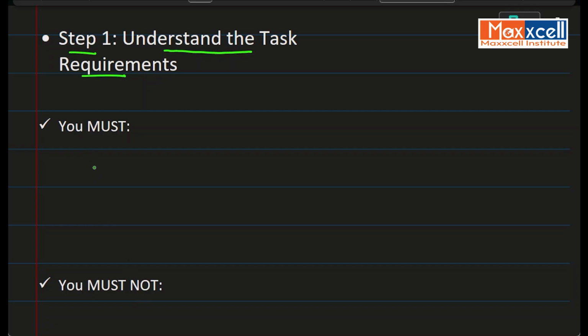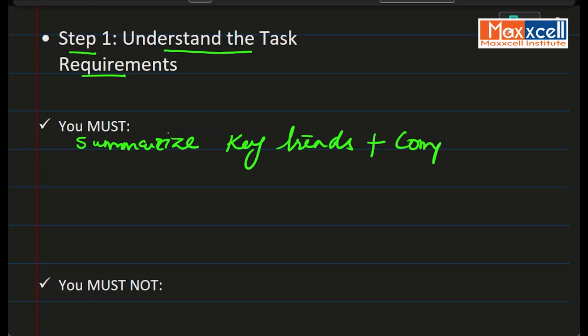So what you must do is you need to first of all summarize, जैसे कि हमने अभी बताया. Okay, so you need to summarize the key trends. Okay, and you need to do the comparison. So this is something which you need to do when it comes to your task 1. Then the next one is, first is summarize. Second one, you need to know that it has to be in 150 words.